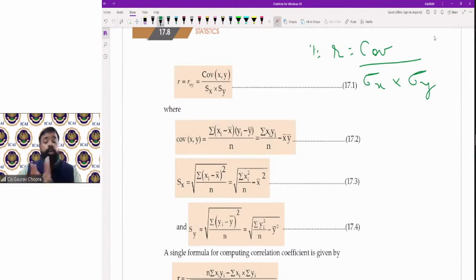Now, how to calculate the covariance? Now, in order to calculate the covariance, you can write down the formula. The next formula basically denotes covariance.